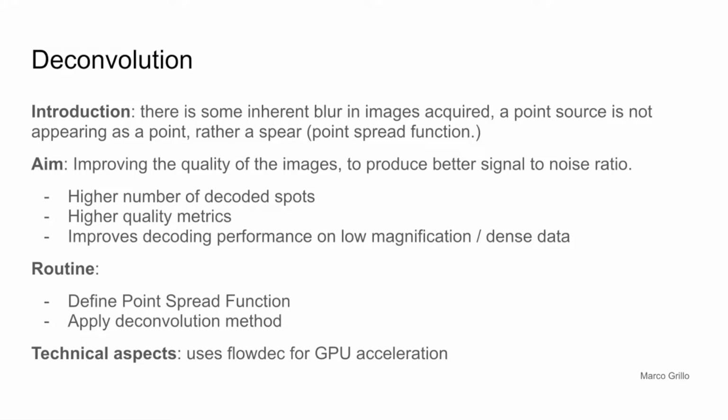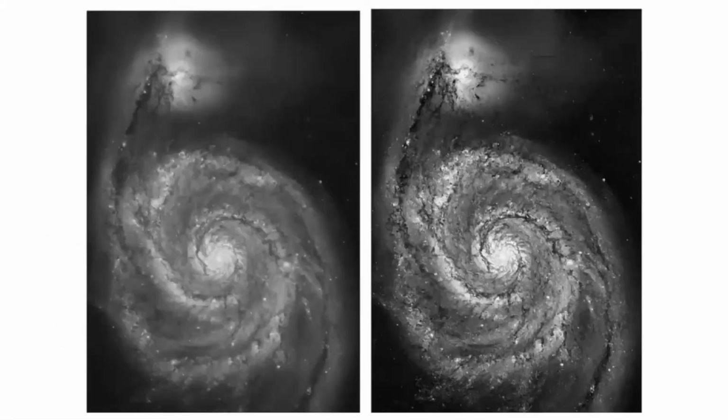The routine here is that you need to define your point spread function, so you need the information about the microscope that you acquired your images on. Then you apply your deconvolution method of choice. In our case, we use something called Flowdec, which might not be the best, but it works quite fine. There are other ones, like Deconvolve, for instance. Many of them work with GPU acceleration, which makes the process a bit faster. Basically, you move from something on the left here to something on the right, where everything is more well-defined in your images.